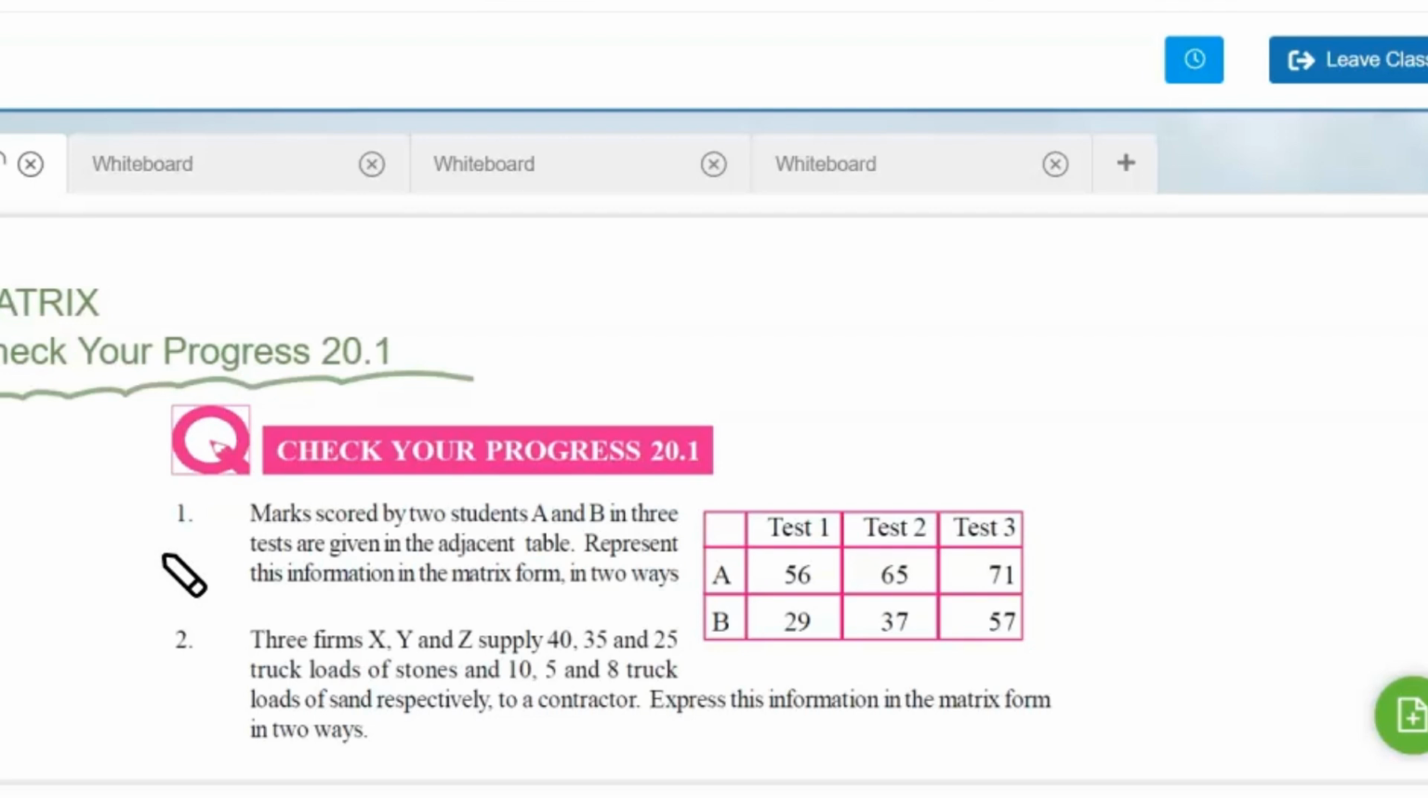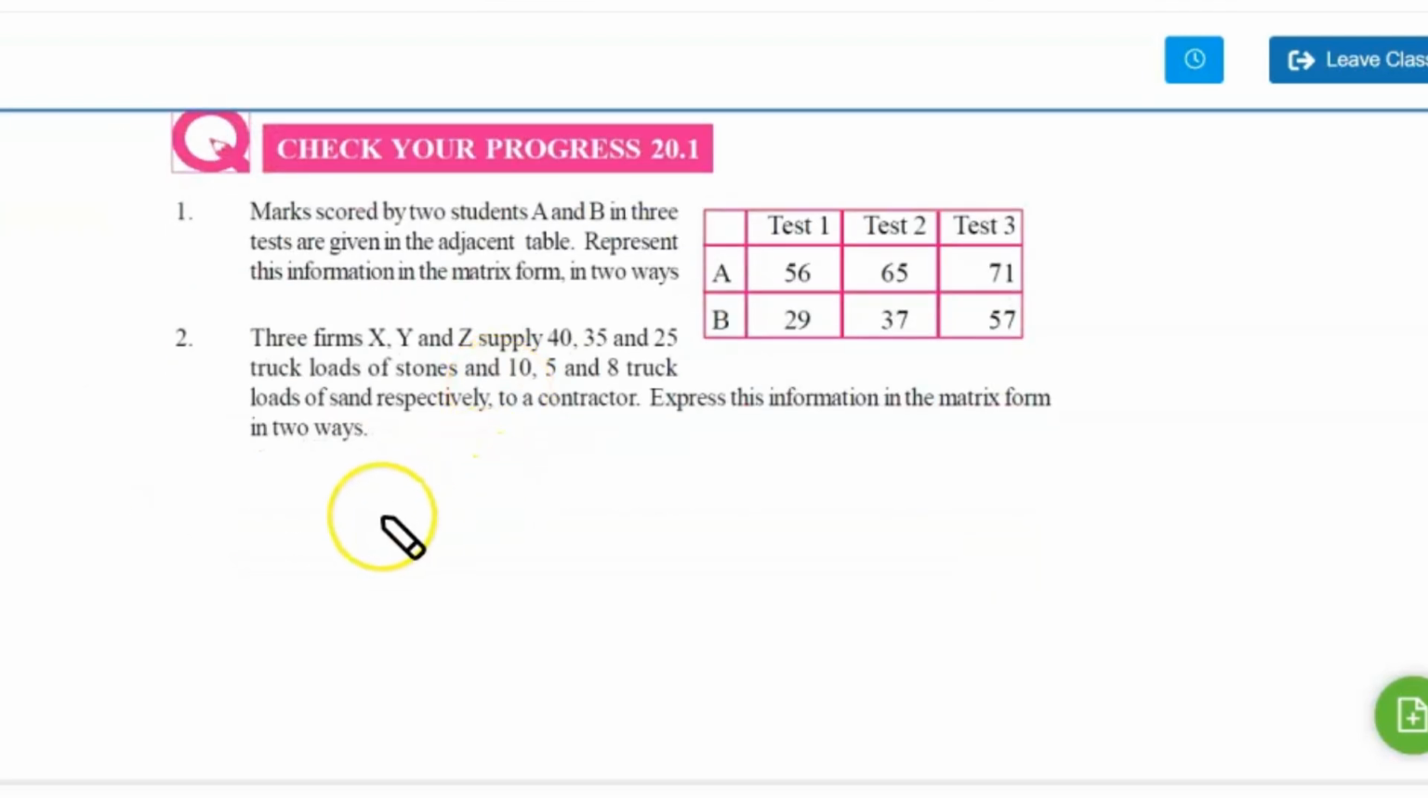So let's begin. We have already covered the topic matrices introduction and all. So based on that, we have got some questions here. Let's see what they are. First question: marks scored by two students A and B in 3 tests are given in the adjacent table. You can see a table here. Represent the information in the matrix form in two ways. So both ways you have to show the matrix.